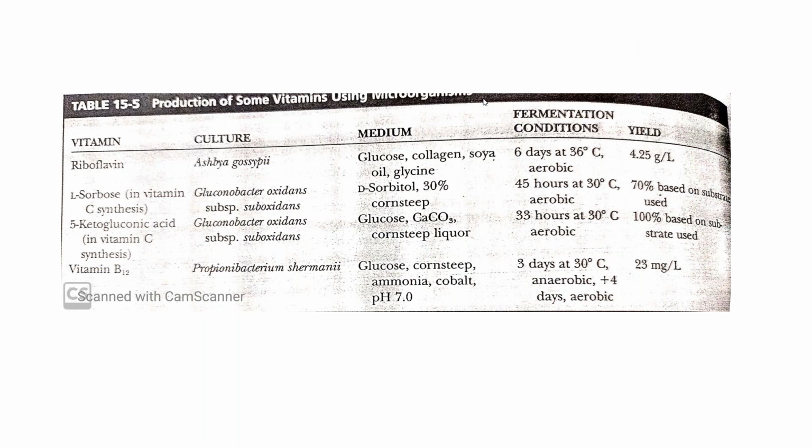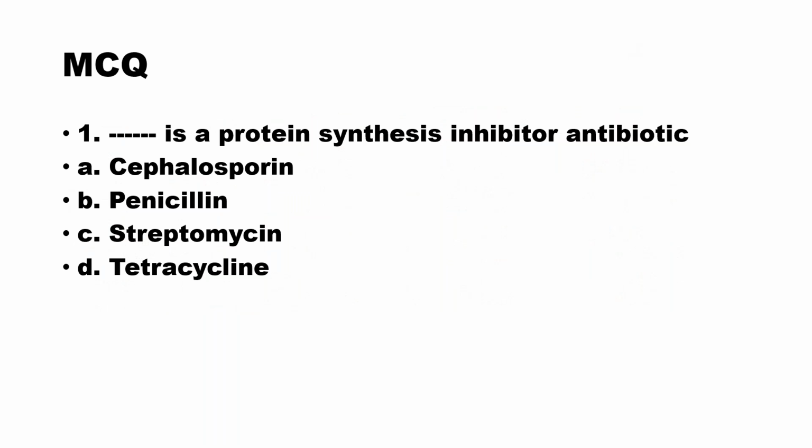As usual, I am going to ask one by one. You have to give me the answer. First question goes to Maunia. Dash is a protein synthesis inhibitor antibiotic. Option A, cephalosporin. Option B, penicillin. Option C, streptomycin. Option D, tetracycline.